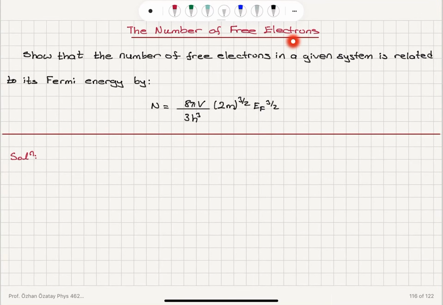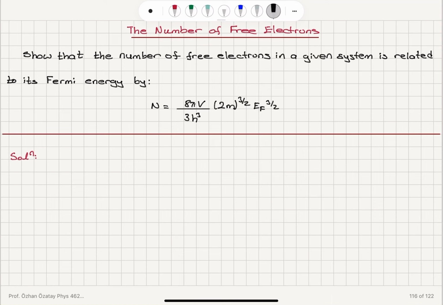The number of free electrons. Show that the number of free electrons in a given system is related to its Fermi energy by capital N equals 8 pi V (volume) divided by 3 h cube (Planck's constant cube), 2m to the power 3 over 2, where m is the mass of the electron, E Fermi (Fermi energy) to the power 3 over 2.